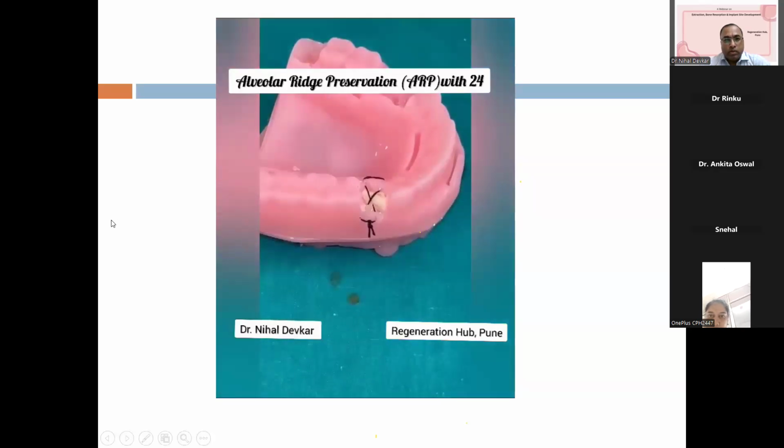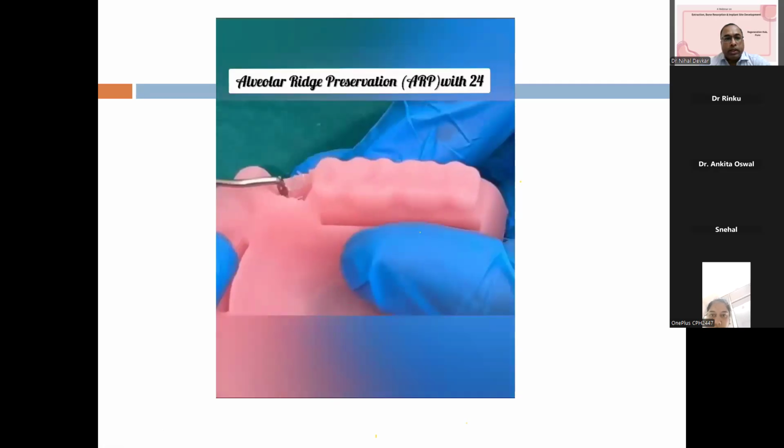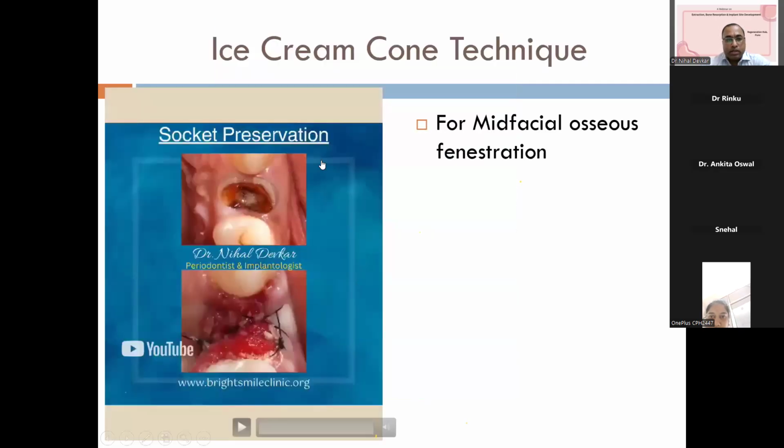So this was one of the socket preservation procedures, and next is one of the clinical cases, again on the maxillary premolar area or maxillary premolar site. In this particular case, we used a different technique known as the ice cream cone technique, and that is because there was some midfacial osseous fenestration in this case, which was detected on CBCT prior to the extraction, as well as with the help of bone sounding done using a fine movement of the periodontal probe.